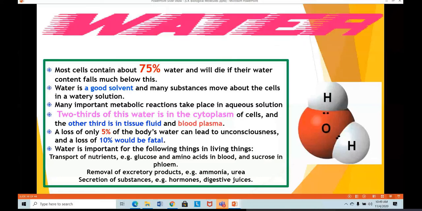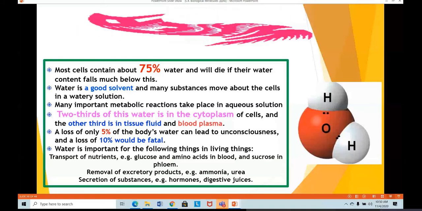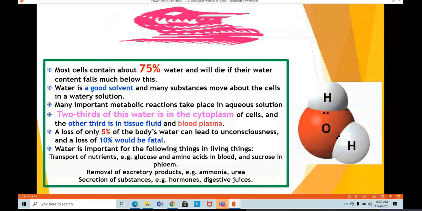You are given intravenous glucose. Why? Because you lose water due to dehydration. It can cause a lot of effects. If you're losing 5% of the body's water, you can become unconscious, and 10% could be fatal as well. That is how important water is.